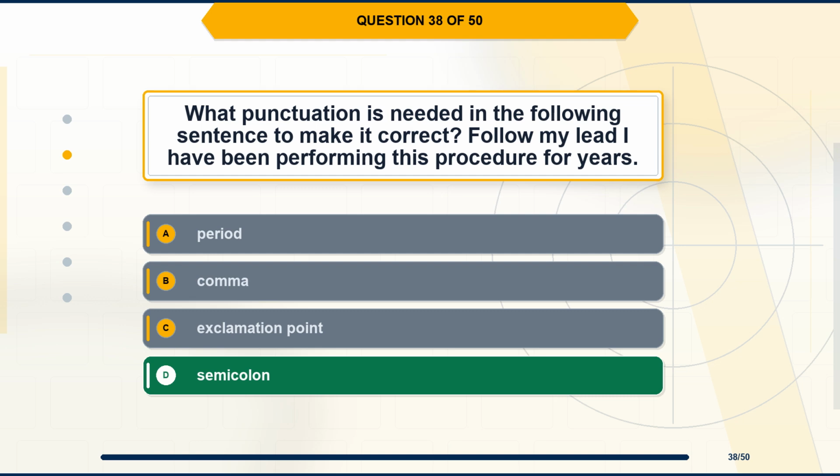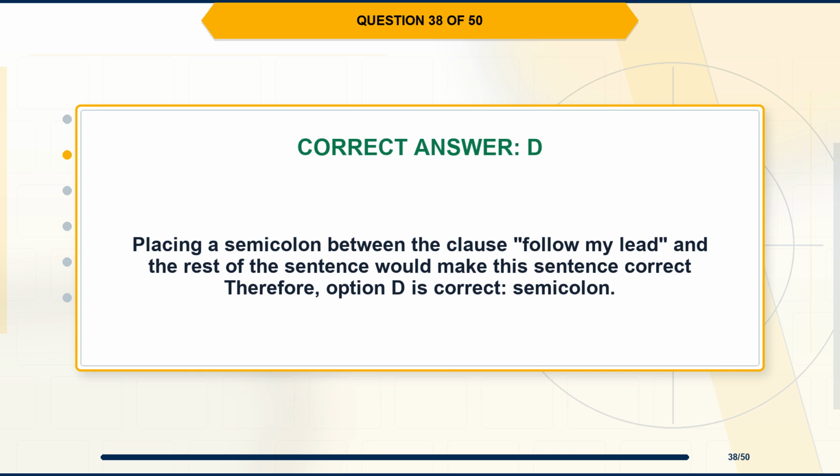The correct answer is option D. Semicolon. Explanation. Placing a semicolon between the clause follow my lead and the rest of the sentence would make this sentence correct, therefore, option D is correct, semicolon.